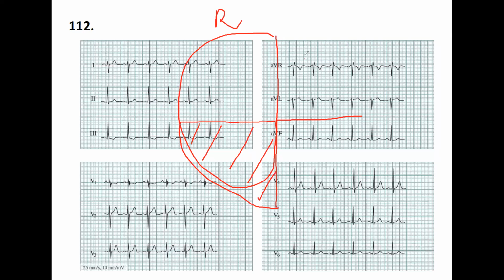Looking at aVR, that is perpendicular to 120. It means that it is negative. So we are here between 90 and 120. Yes?